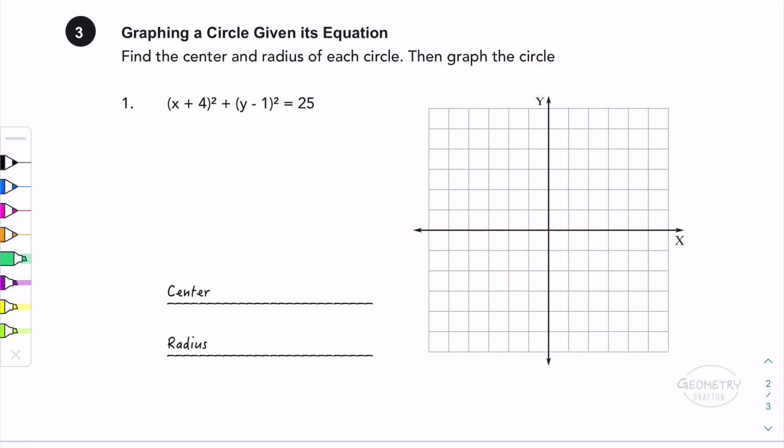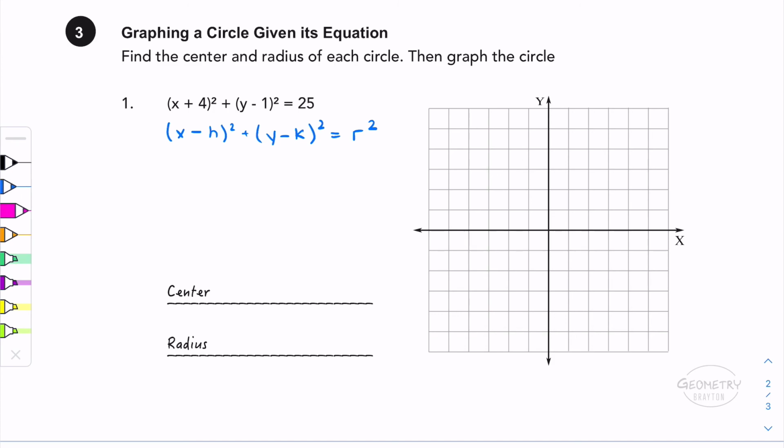For the next example set, we need to find the center and the radius of the circle, and then graph the circle. So remember that the center is identified by h and k. Also remember that the standard form equation is x minus h squared plus y minus k squared is equal to the radius squared.